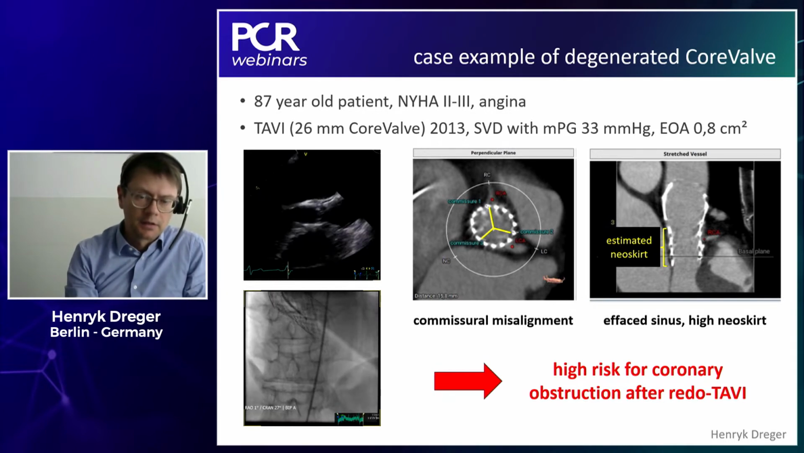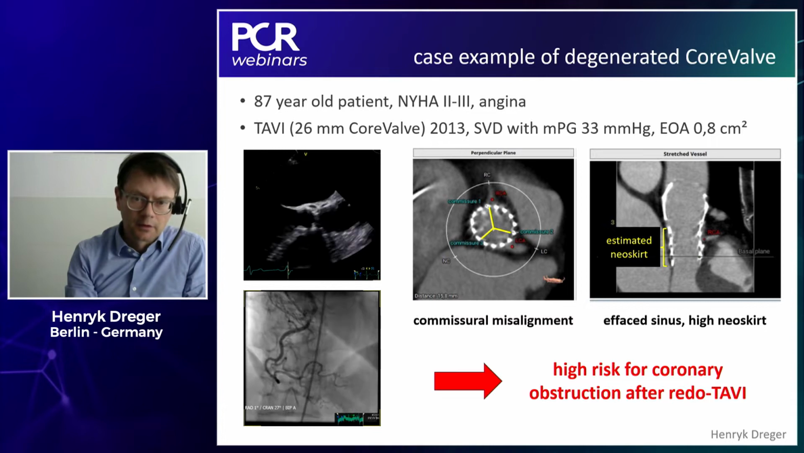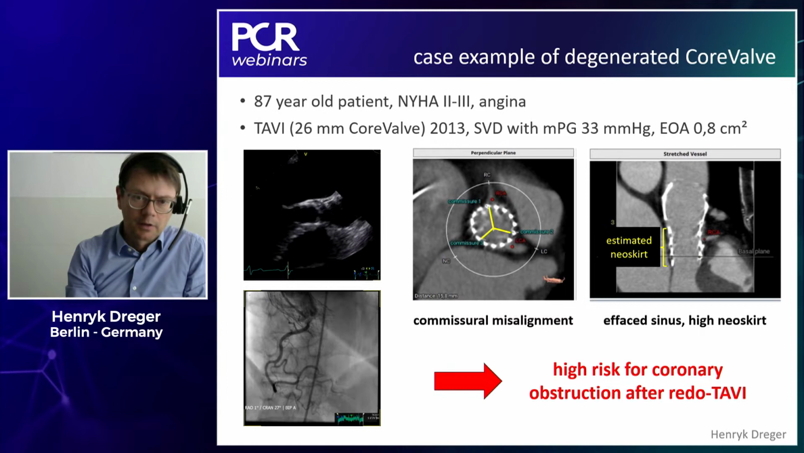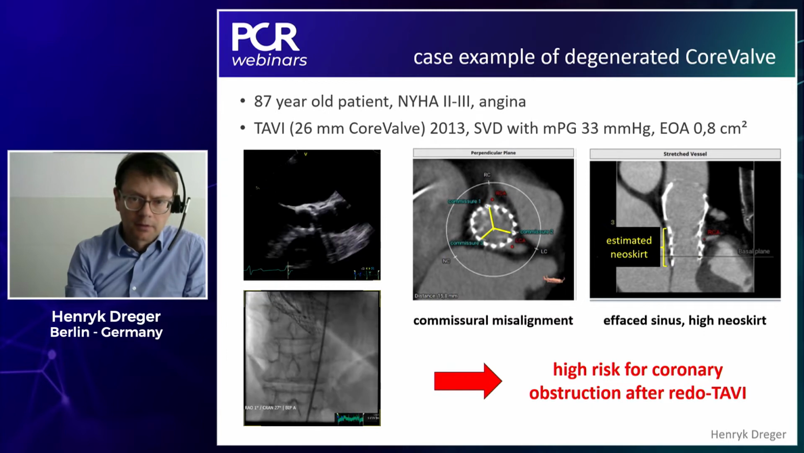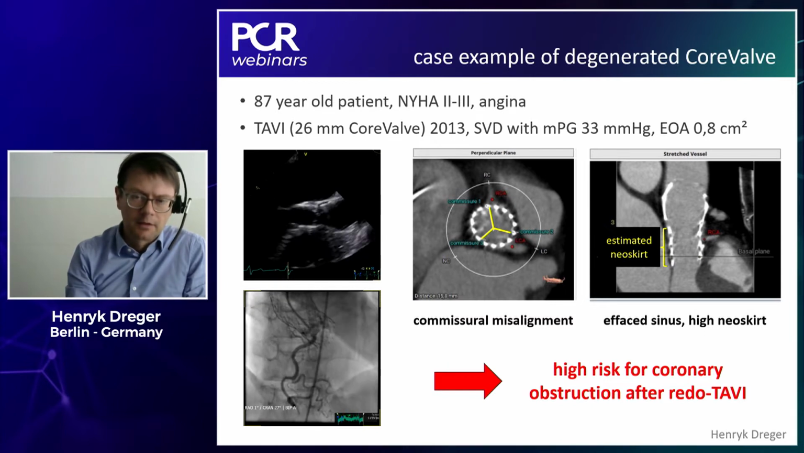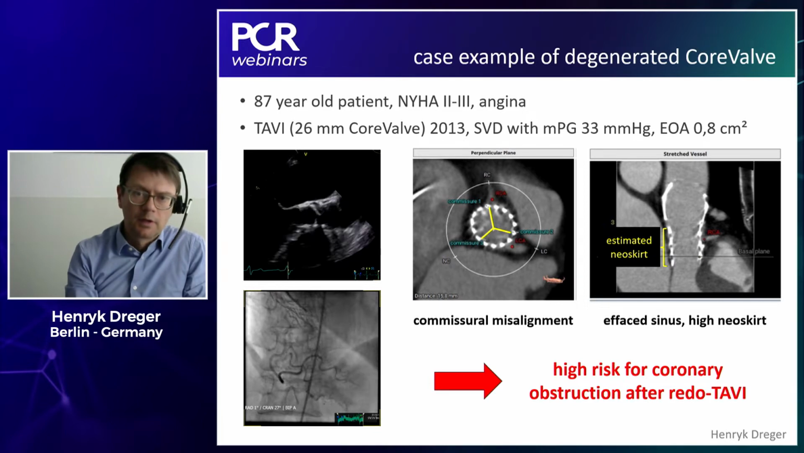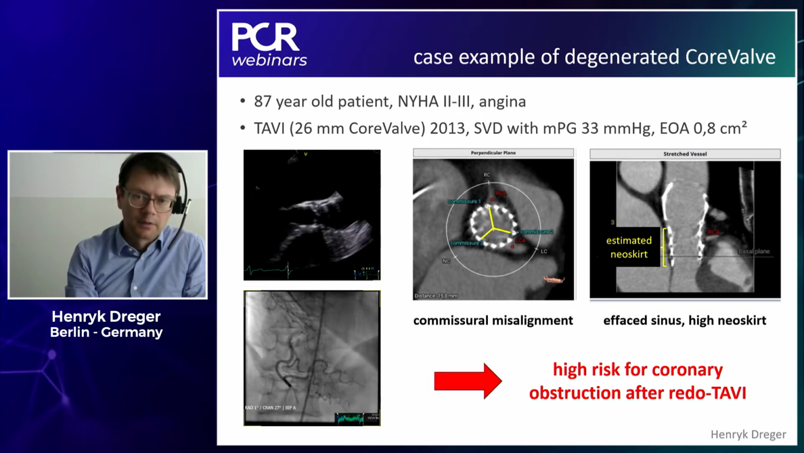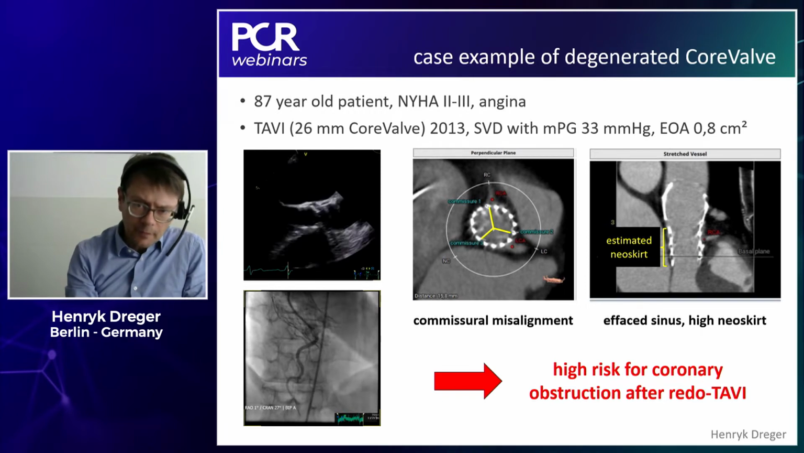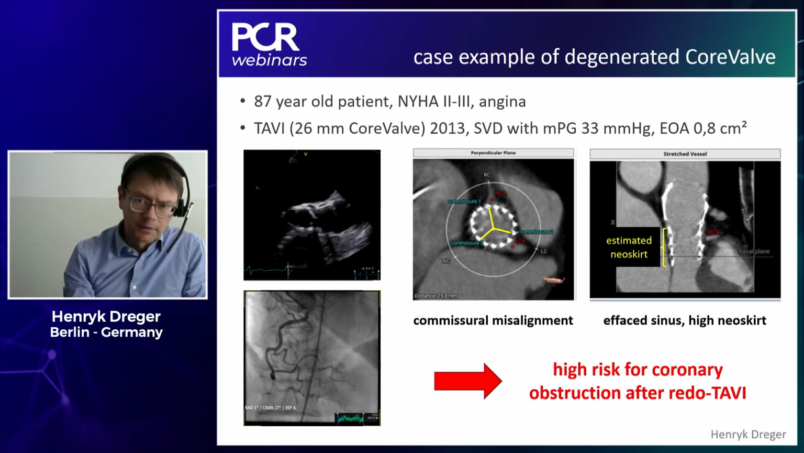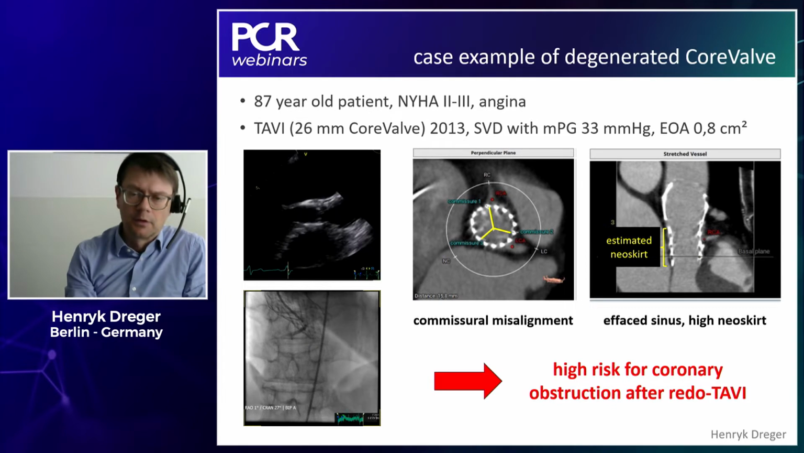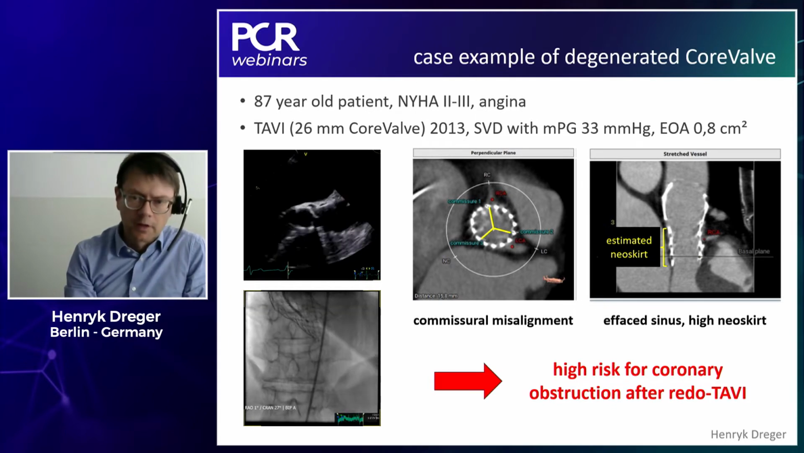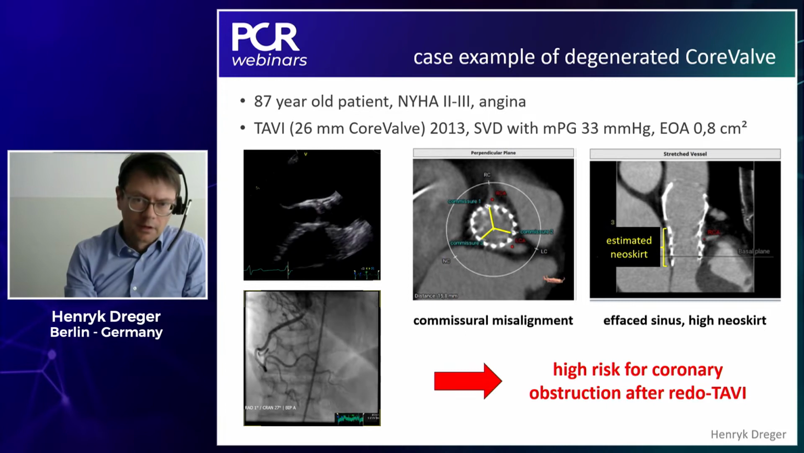And yes, you can see the right coronary is not really well visualized by the coronary angiogram because of the unselective guide placement. And the reason for that was revealed by the planning CT for potential redo TAVI, and there was complete misalignment of the CoreValve. And of course, combined with the effaced sinuses and the high neoskirt with this supra-annular valve, there's a really high risk for coronary obstruction after redo TAVI in these patients.